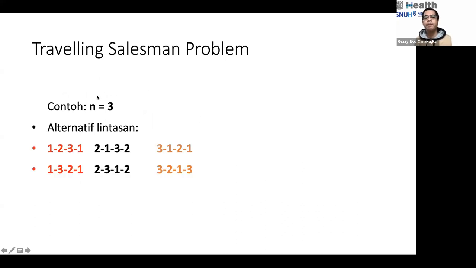So for example, with three cities, n equals three, this is kind of the alternative. For example, 1, 2, 3, 1; 1, 3, 2, 1; 2, 1, 3, 2; until another example. So this is an example of the traveling salesman problem.